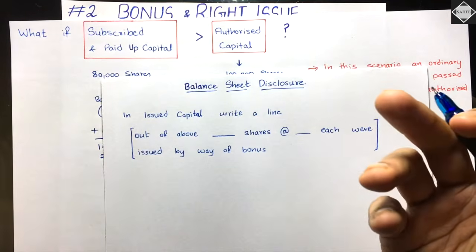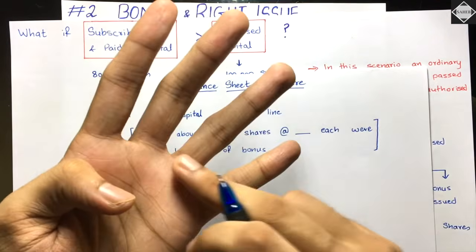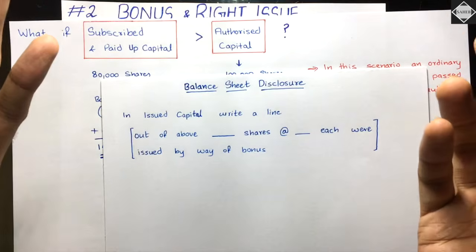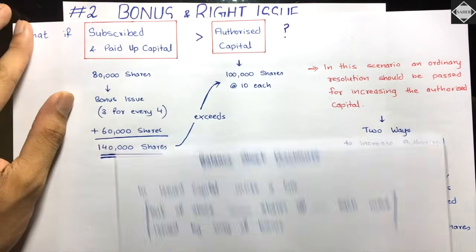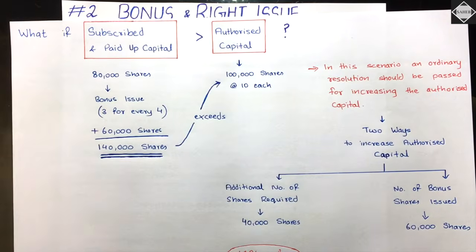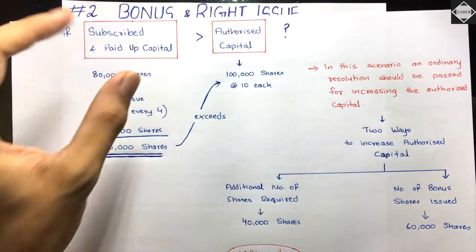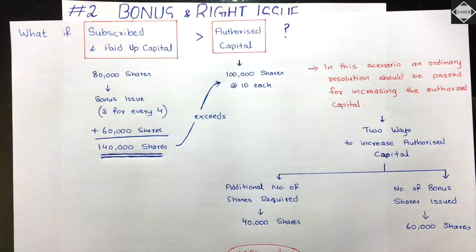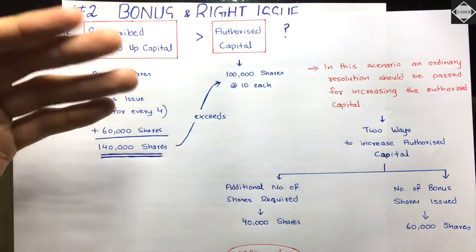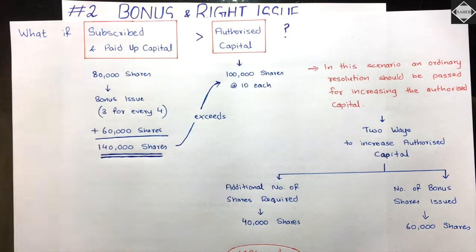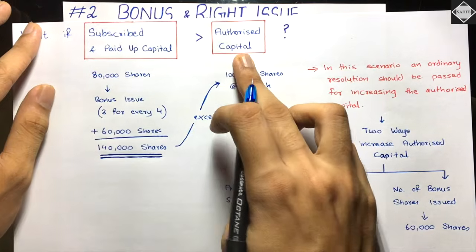And the balance sheet effect will be what? You will decrease the reserve and you will increase the capital. That's all you have to do, because that's what happened in the bonus, right? And then we also discussed the authorized capital adjustment. It can come up in some question. If subscribed and paid up capital is more than authorized capital after the bonus issue, it can happen. So at that time, you have to increase the authorized capital.